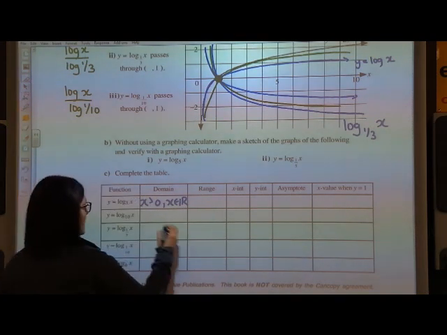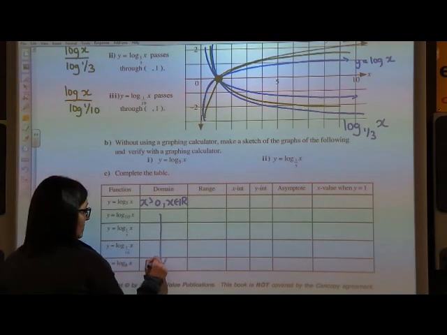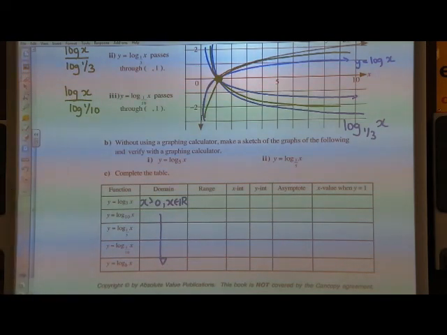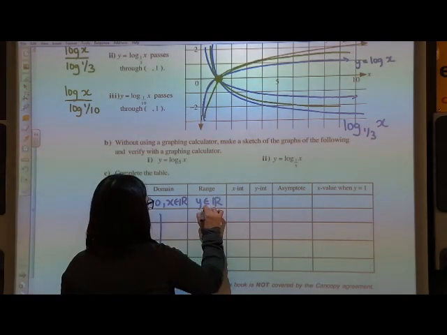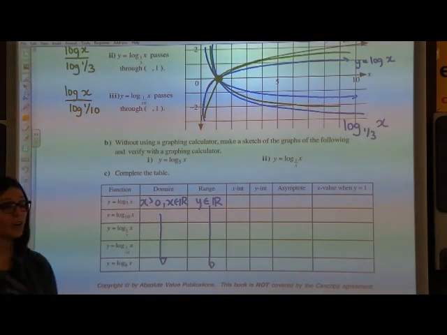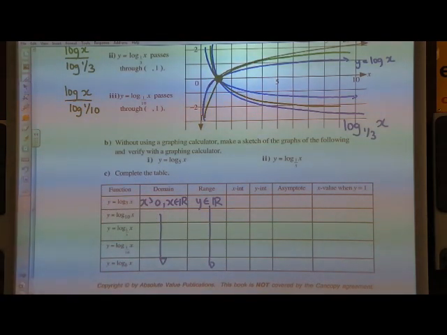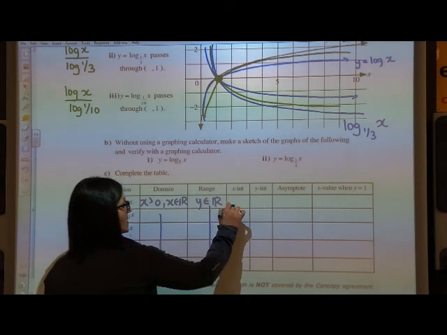And basically, it's the same for all of them. What is my range for all of these? Y can be any real number. And it's the same for every graph, even the graph log b of x. Where do all of these graphs intersect the x-axis? At 1 and 0. So the x-intercept is 1.